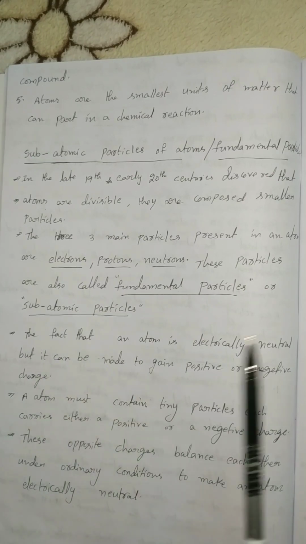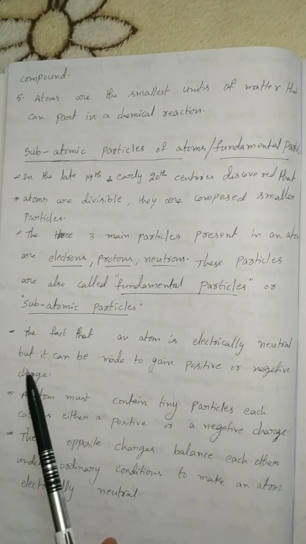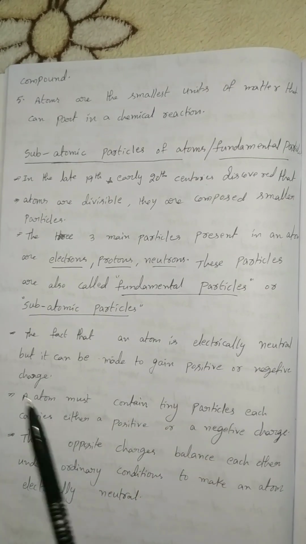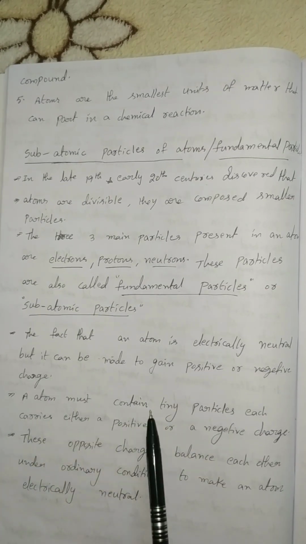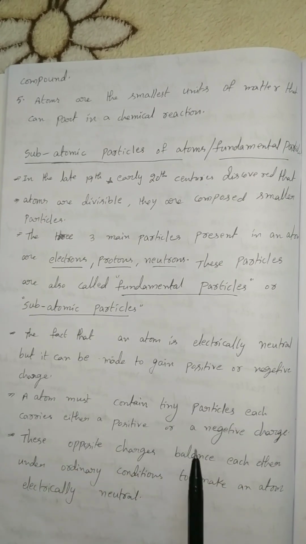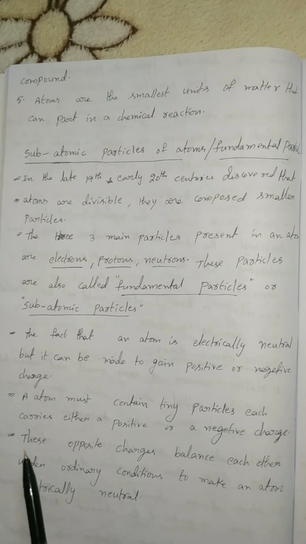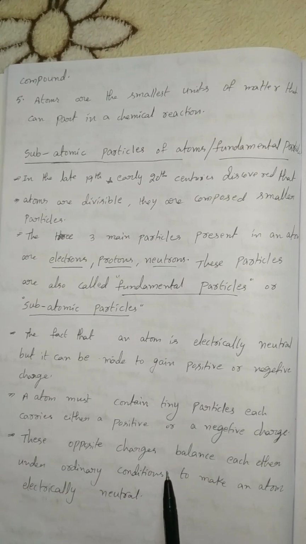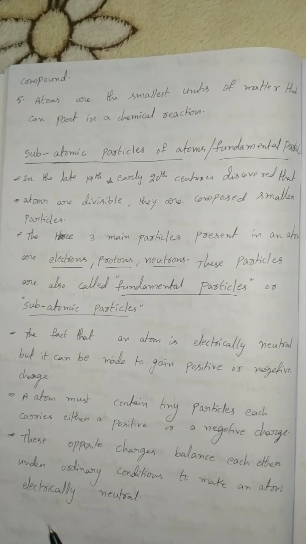The fact is that an atom is electrically neutral but it can be made to gain positive or negative charge. An atom must contain tiny particles. Each carries either a positive or a negative charge. These positive and negative charges balance each other under ordinary conditions to make an atom electrically neutral.